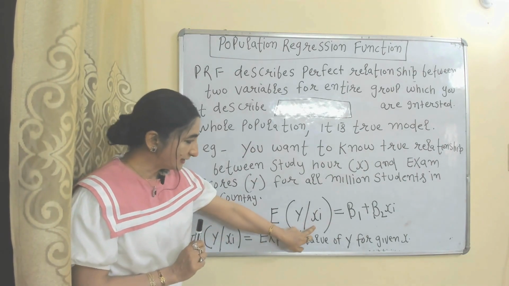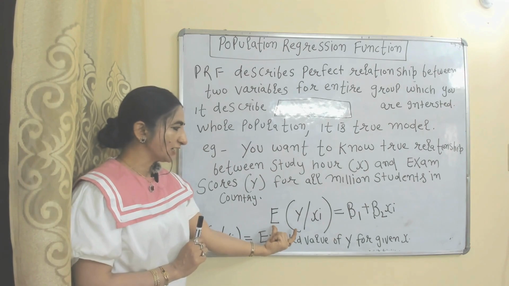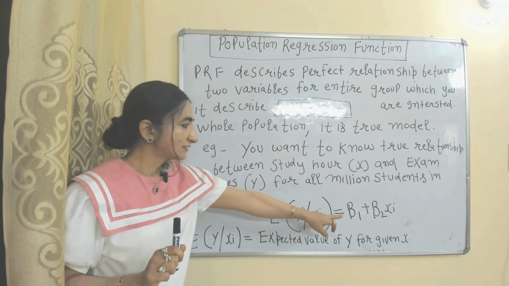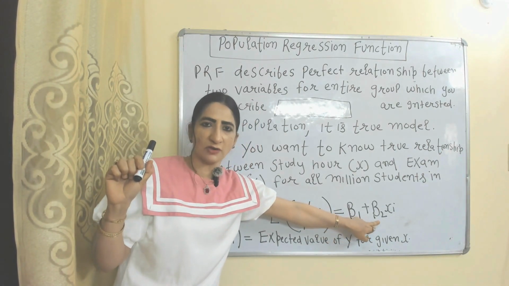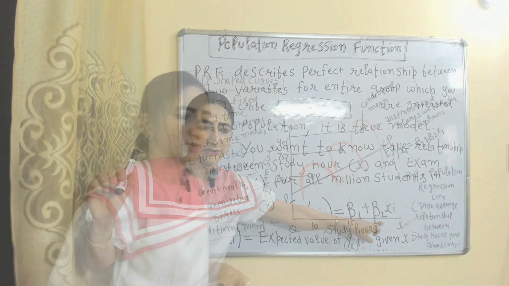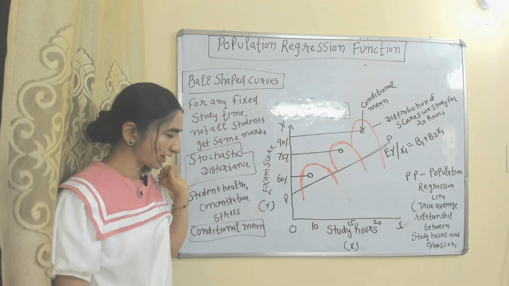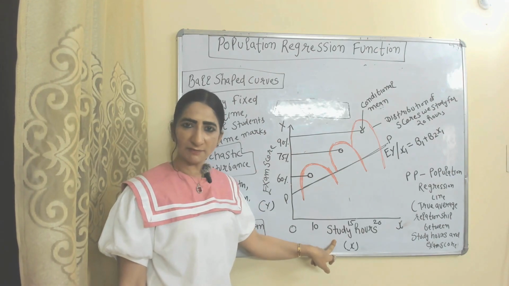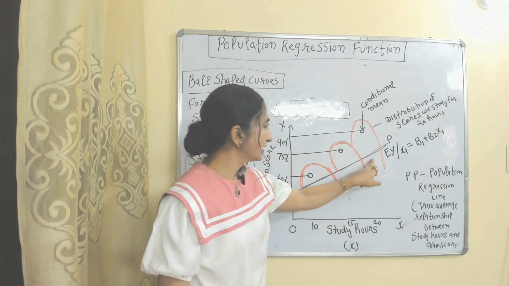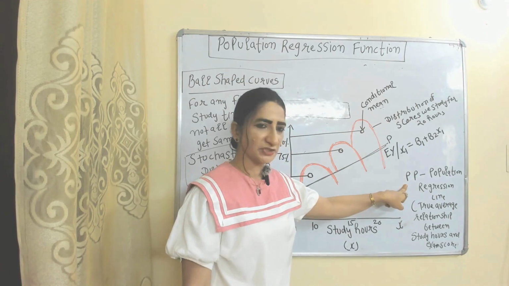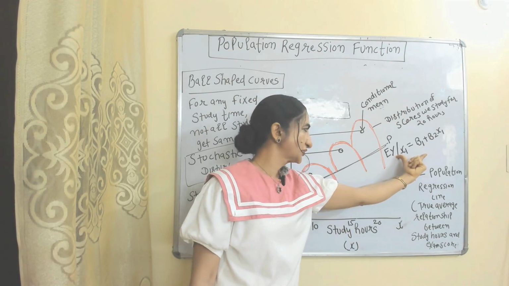Dependent variable, independent variable. This represents the expected value of y for a given x. This is the intercept, we have already discussed. This one is the slope coefficient, we have already talked about it. We can present the population regression function through this graph. Independent variable study hours, dependent variable exam score. This line is called the population regression line, which is equal to this one, we have already discussed this equation.